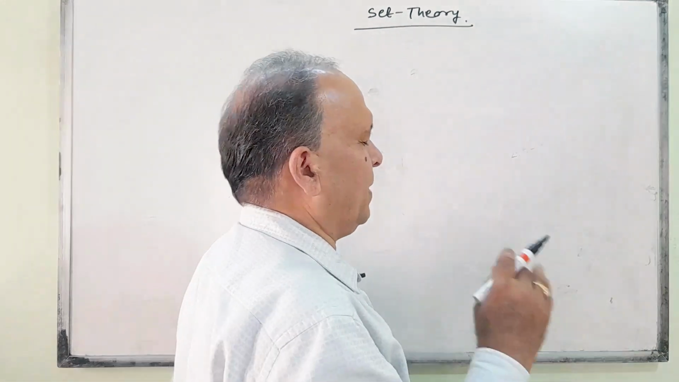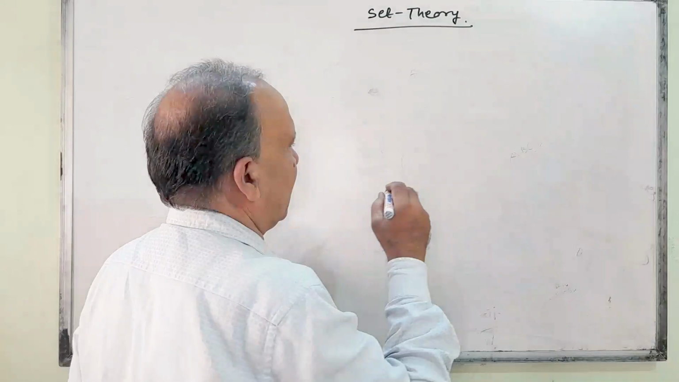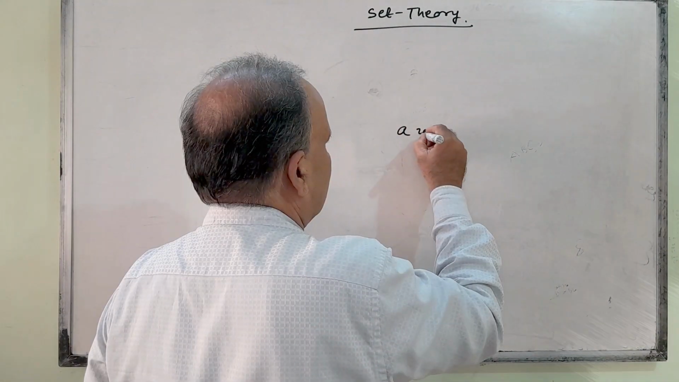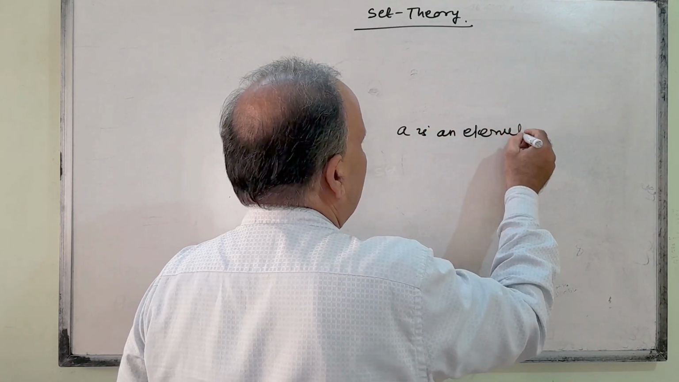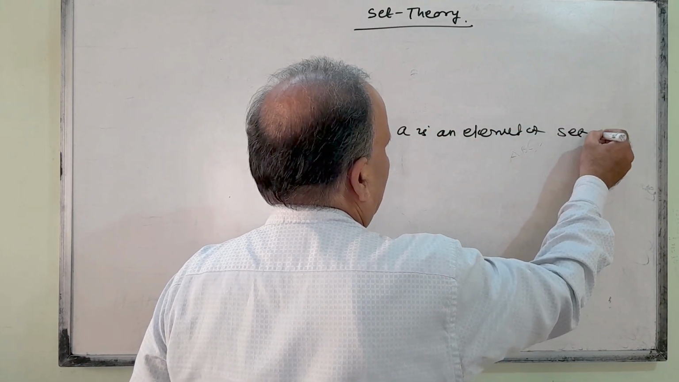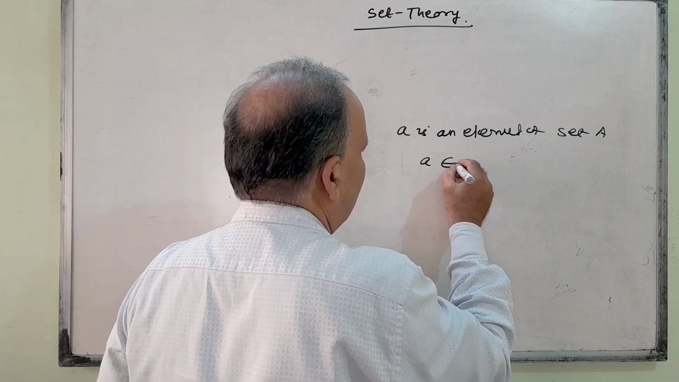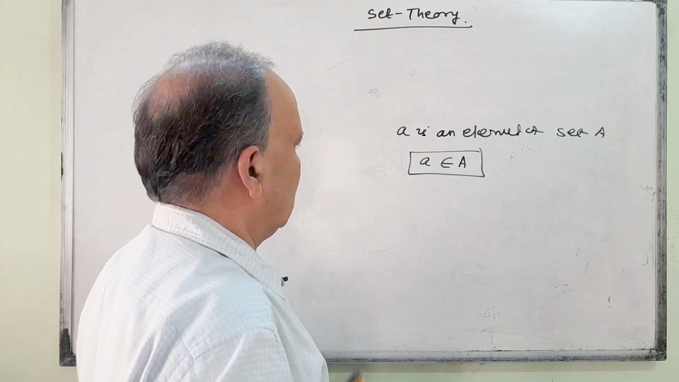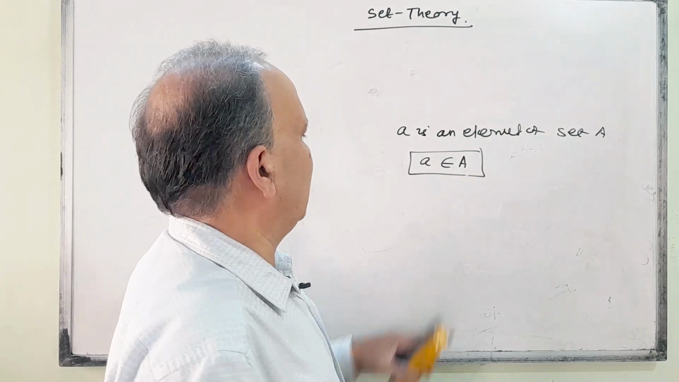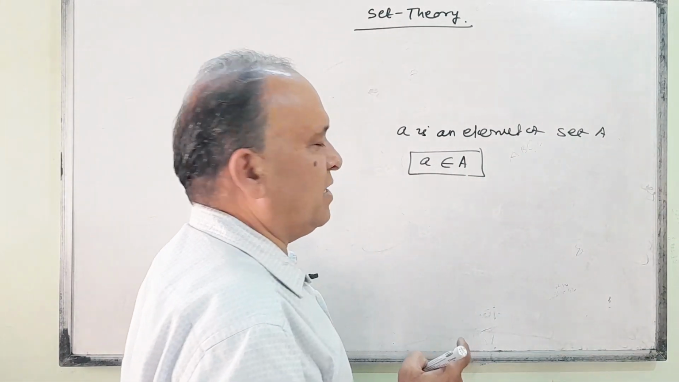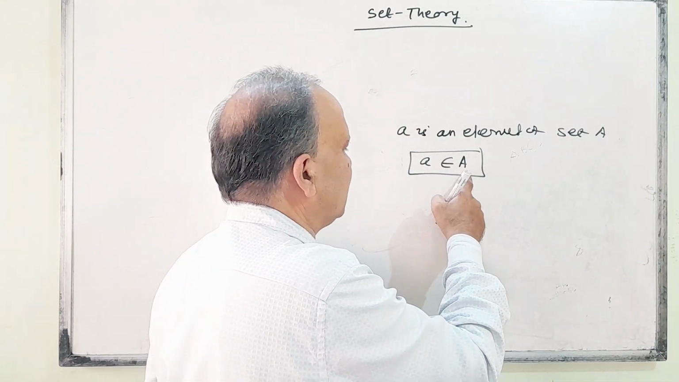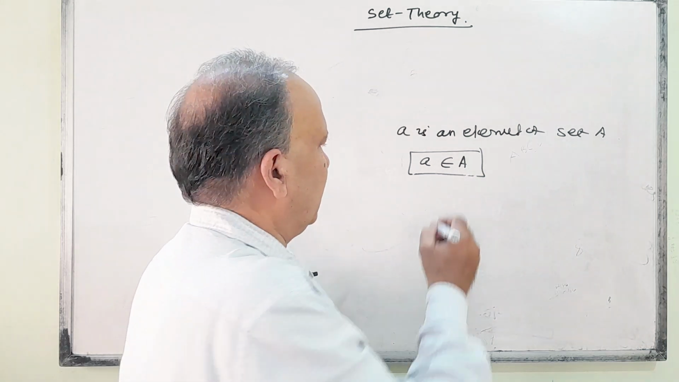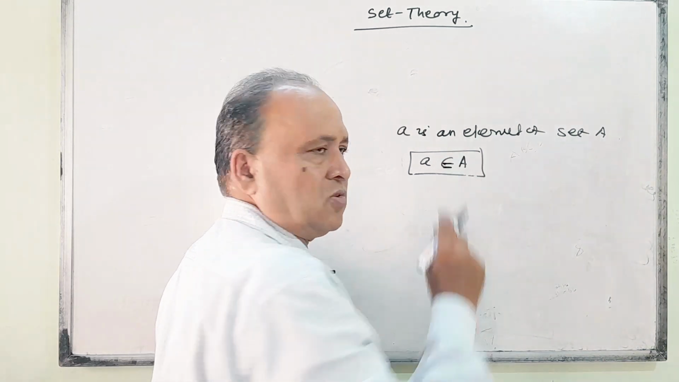How can you represent how elements are connected with a set? Suppose you say a is an element of set A. We can write a belongs to A. You can say a belongs to A, or a is an element of A, or a is in A. This symbol you use: a belongs to A.